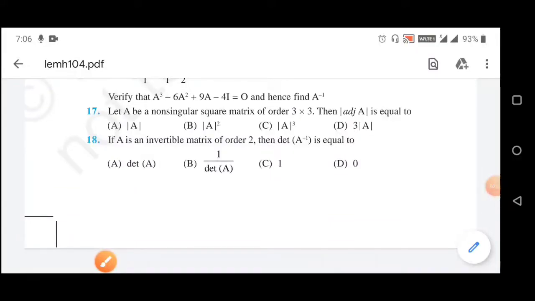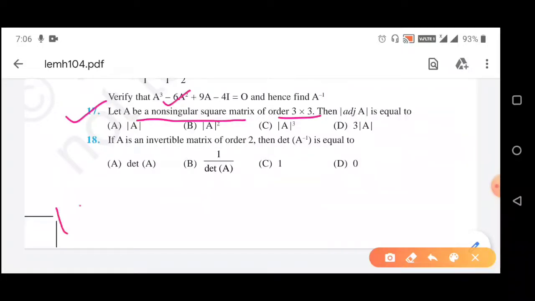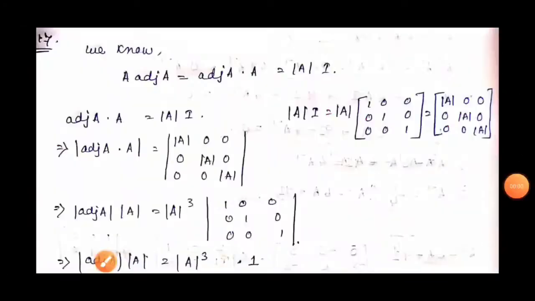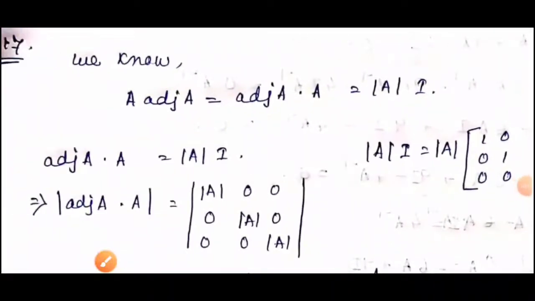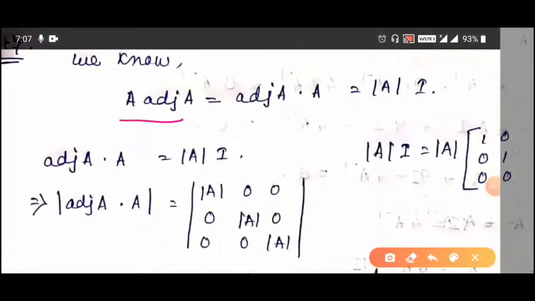Question number 17, here the question is given, let A be a non-singular square matrix of order 3 by 3. Non-singular means determinant of A is not equal to 0. Then determinant of adjoint A is equal to, 4 options are given. We have to find determinant of adjoint A is equal to what? We know A into adjoint A is equal to adjoint A into A is equal to determinant A into I.